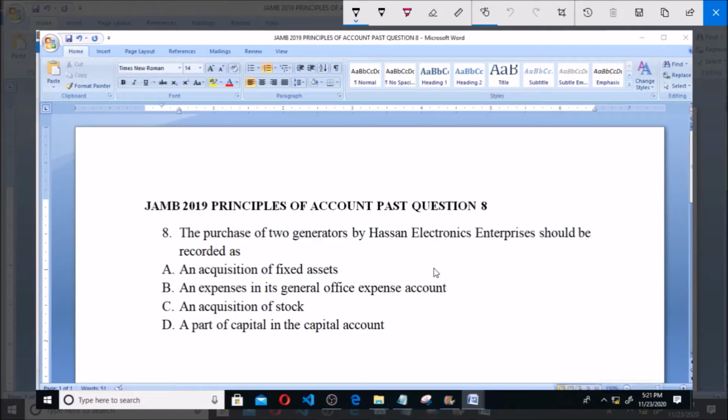Principles of Account, past question number 8. The purchase of 2 generators by Hassan Electronics Enterprises should be recorded as, option A says, an acquisition of fixed assets. Yes, it's an acquisition of fixed assets, but that is not how it will be recorded.